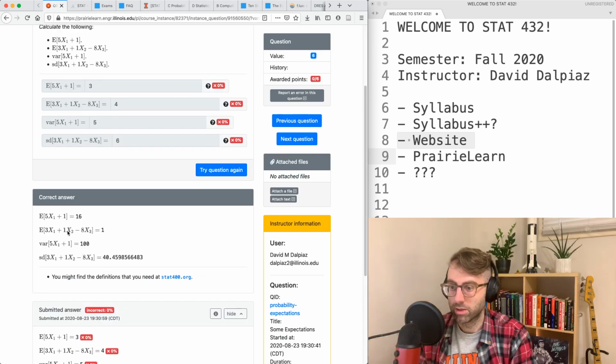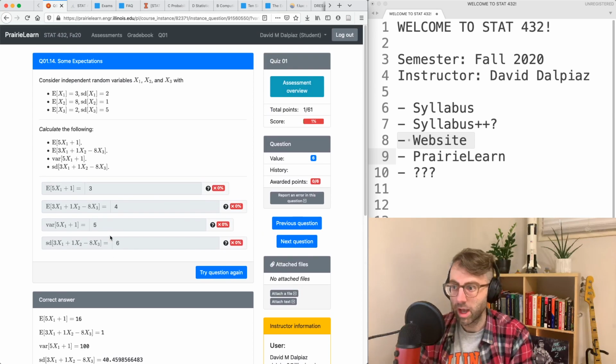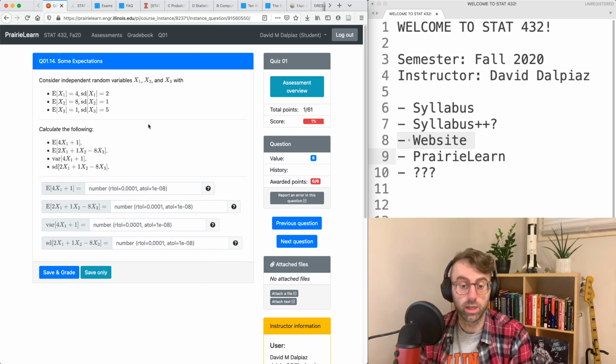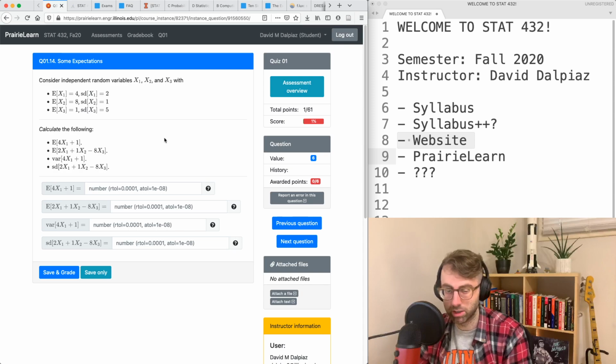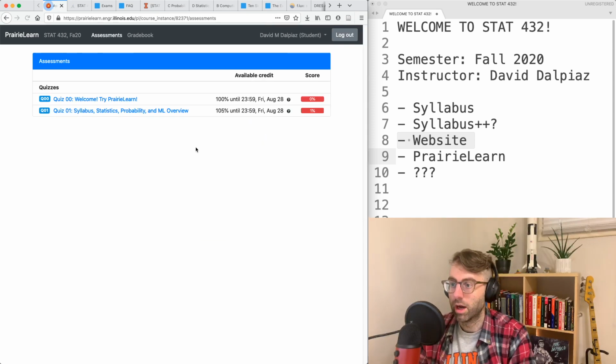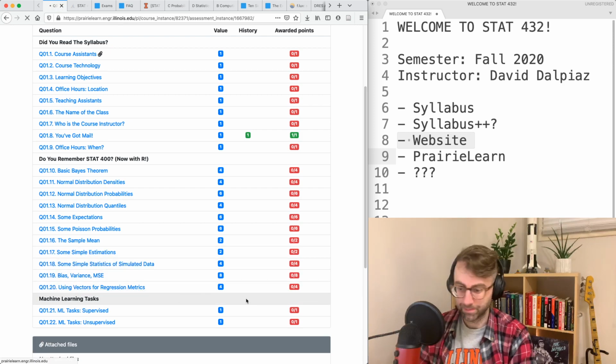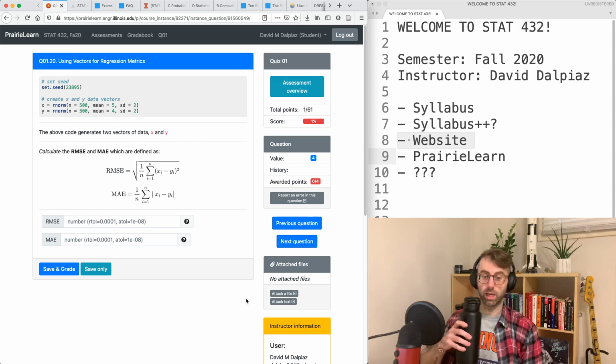But now you have the answers here, and you could work on this, make sure you understand the process. And then what you do is you say, try question again. You get a new set of numbers, but it's a similar question, and then you proceed from there. Okay. Sorry. Now let's do something like this. So here's another type of question.